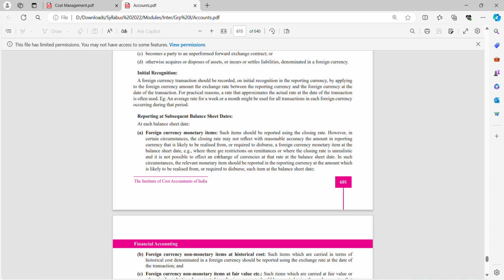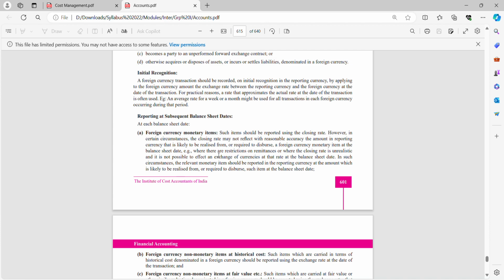Foreign currency monetary items should be reported using the closing rate. However, in certain circumstances, the closing rate may not reflect with reasonable accuracy the amount in reporting currency that is likely to be realized from or required to disburse a foreign currency monetary item at the balance sheet date. For example, where there are restrictions on remittance, or where the closing rate is unrealistic and it is not possible to effect an exchange of currencies at that rate at the balance sheet date. In such circumstances, the relevant monetary item should be reported in the reporting currency at the amount which is likely to be realized from or required to disburse such item at the balance sheet date.